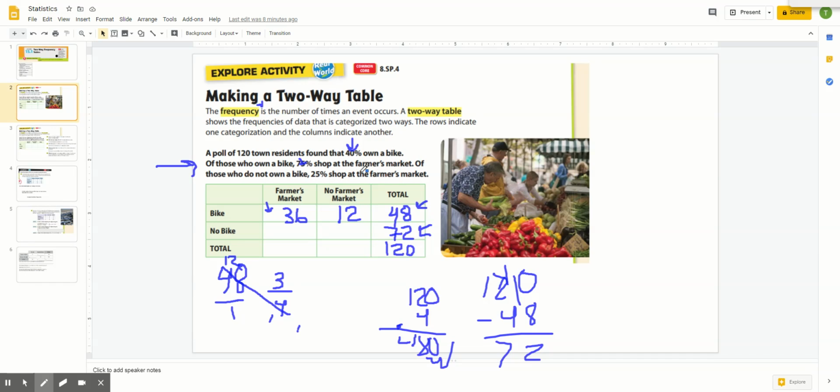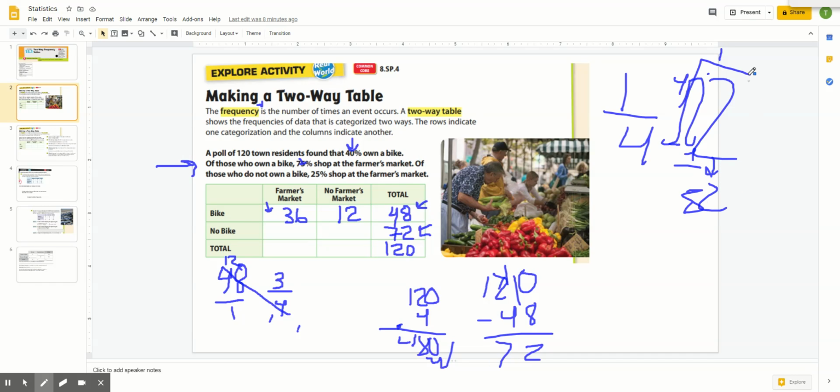Lastly, of those who do not own a bike, 25% shop at a farmer's market. Go ahead. Same idea, right? 25%, 1/4, and we have our 72. You can divide by 4 if you didn't use a calculator. We have 1, subtract the 4 out, 32, bring down. So we have 18 there. We're a little sloppy, but that's 18. And then now we just subtract to get the last number. Go ahead and do that.